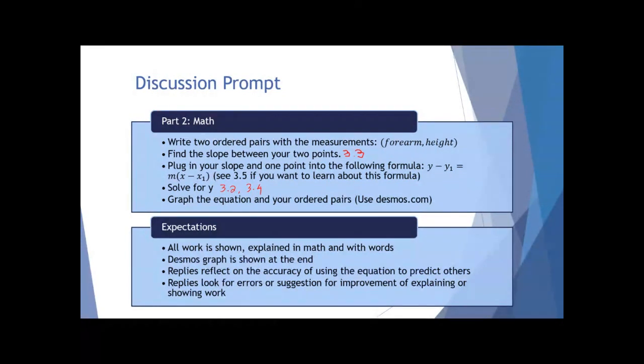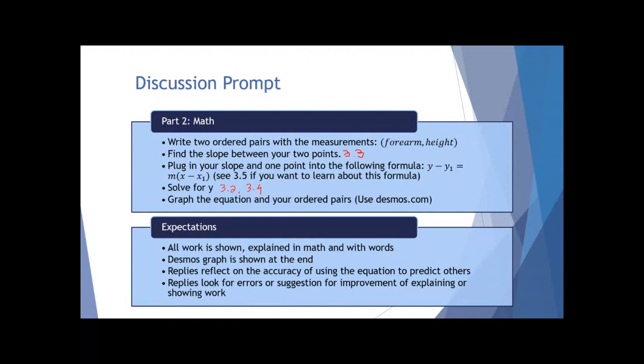And then when you're replying to your classmates, take a look at their math. Does it look like they did their math correctly? Do you think their equation is going to be accurate to predict for you? And you can even check by plugging in your numbers. Plug in your forearm length and see if it gets your height right. So that's a good way to check to see, is this a good equation? Can we use this for prediction?